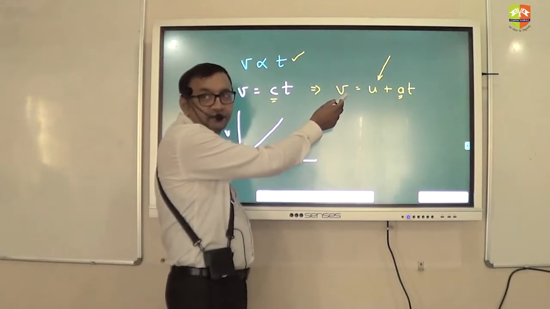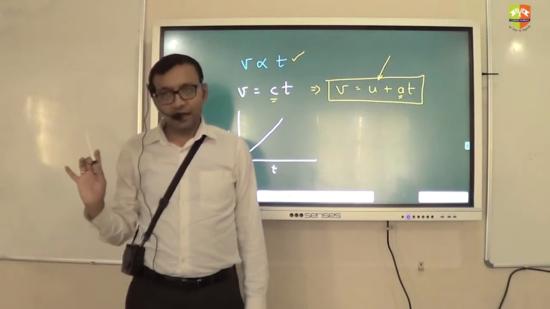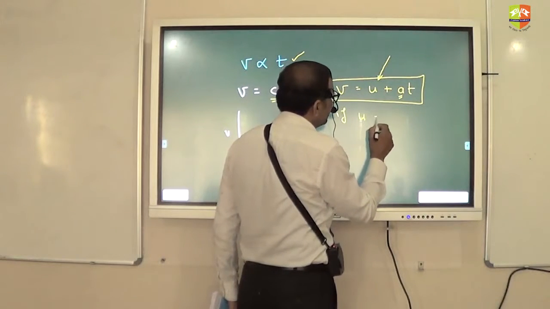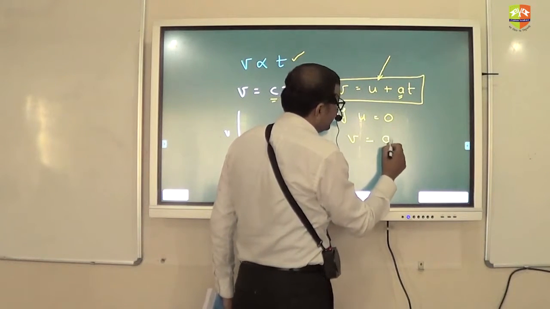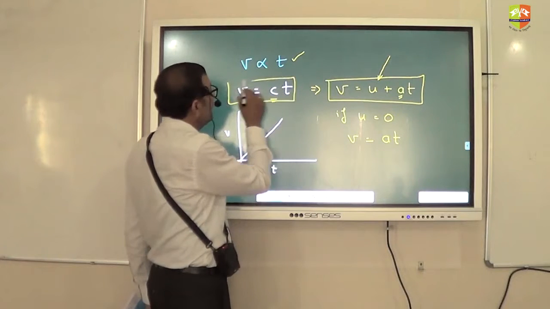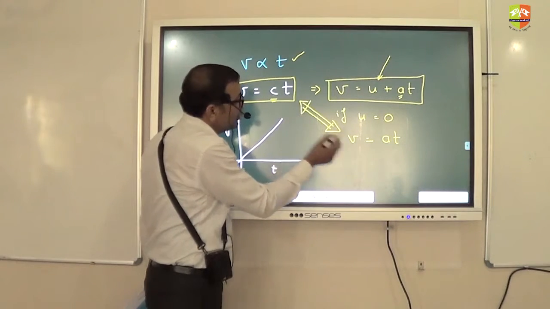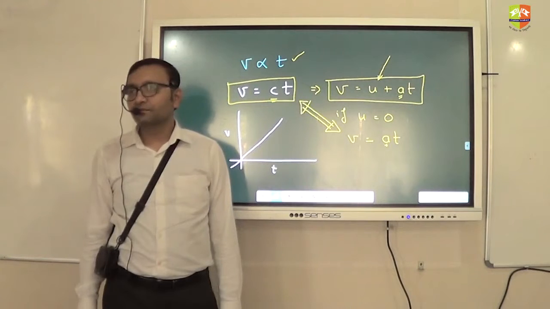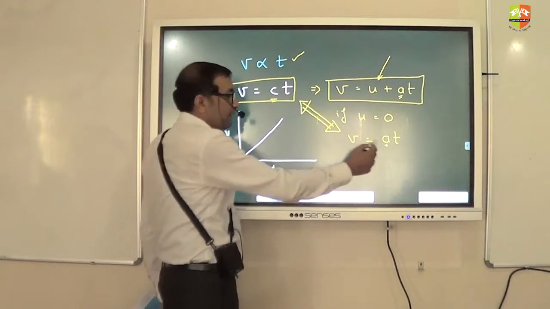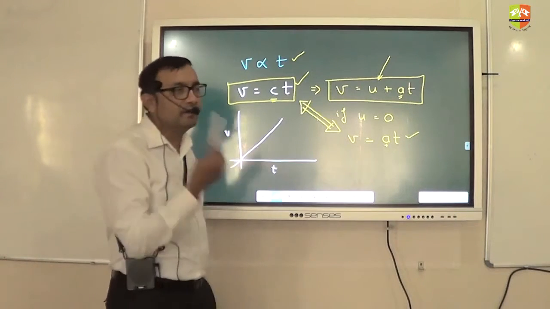How did I solve it like that? This is the equation of motion for constant acceleration, right? This will be valid only when there is a constant acceleration. So if initial velocity is 0, the final velocity will be equal to acceleration times t. Yes or no? And you have this equation v is equal to c times t. Both are similar or not? C is also constant, A is also constant, acceleration. So both of them are similar looking. Whatever scenario is happening here, the same thing should happen here also. So that's why constant acceleration.